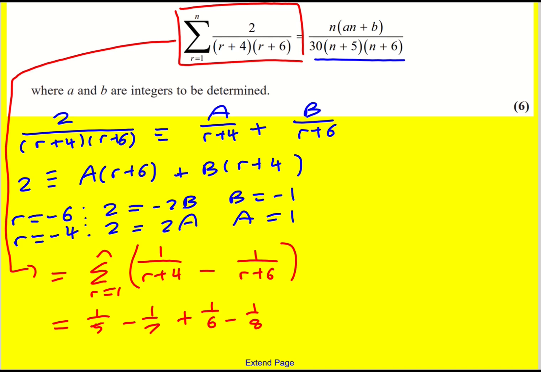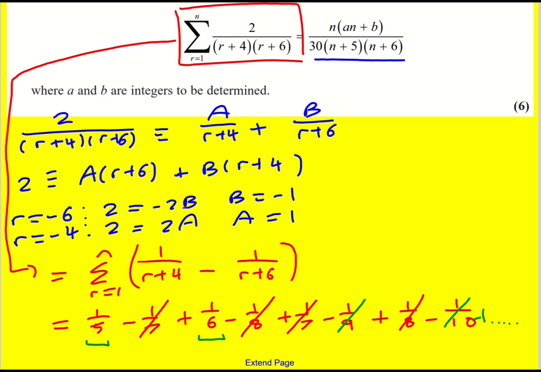But if we put in another term, when r is 3, we're going to get plus 1 over 7 minus 1 over 9. And then we see that these two will cancel. Let's put in one more. When it's 4, I'm going to get plus 1 over 8 minus 1 over 10. So now I see those cancelling. We've gone beyond the 5th and the 6th. Those are going to stay, but the others are going to cancel with other ones later on. You're left with 2 that don't cancel.